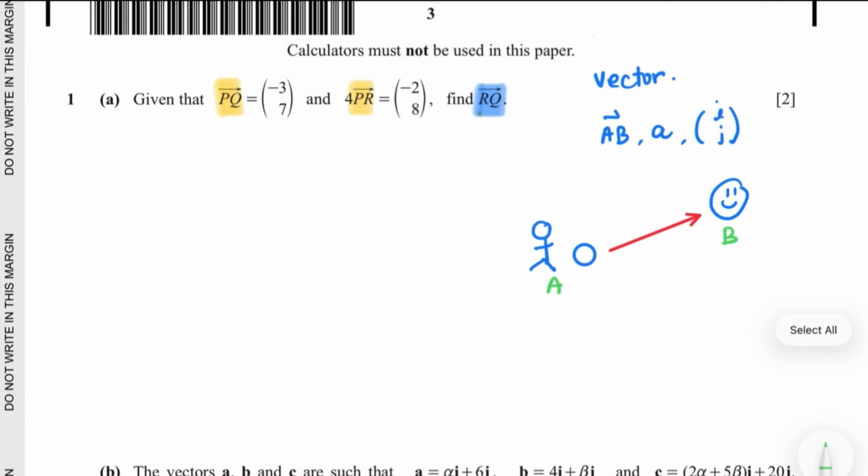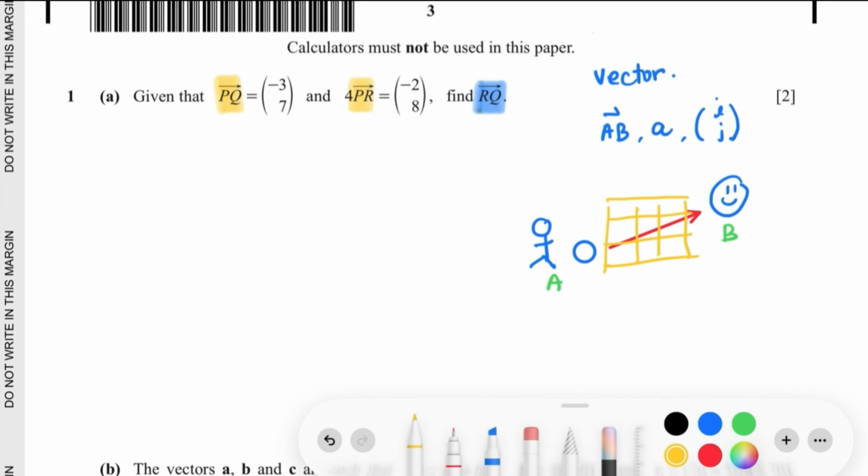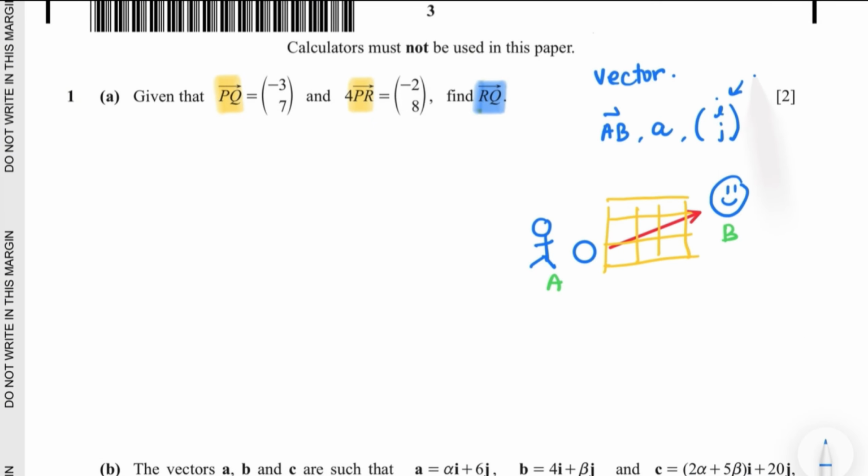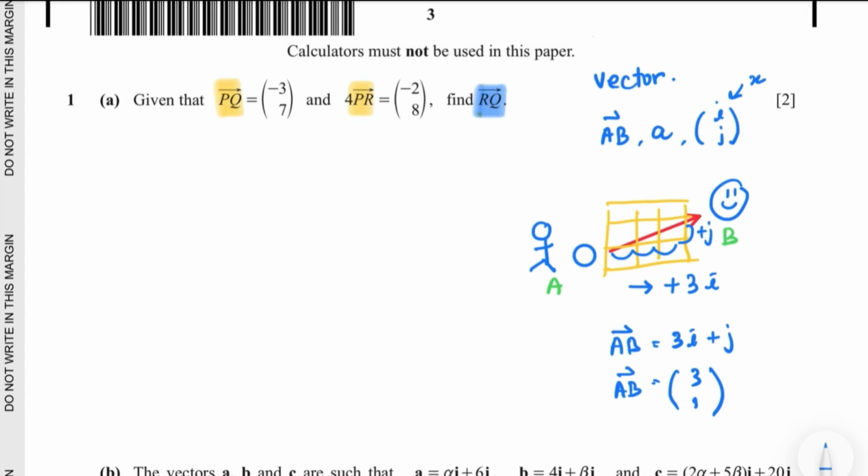Now let's put a grid, or Cartesian grid. The i component is how much it has been moving along the x-axis. So 1, 2, 3, going to the right, that would be positive 3i, and we go 1 to the top, that is positive j. So from A to B is 3i plus j. Or I can also write AB equal to (3, 1). Based on the arrow, you should know that for vectors, direction matters.